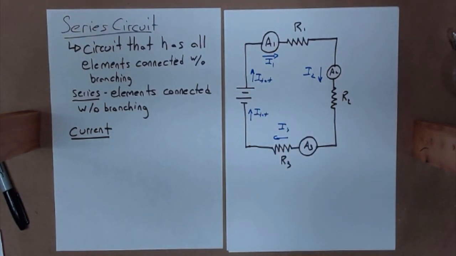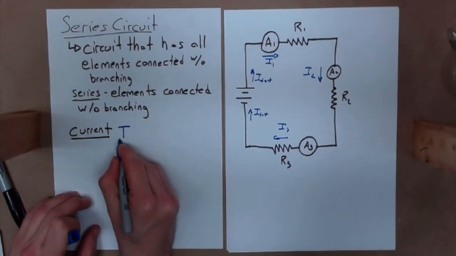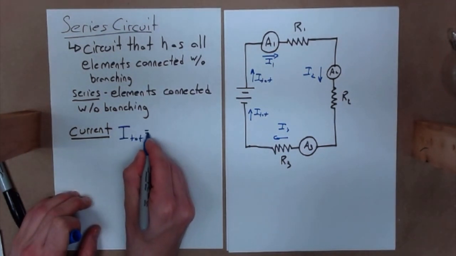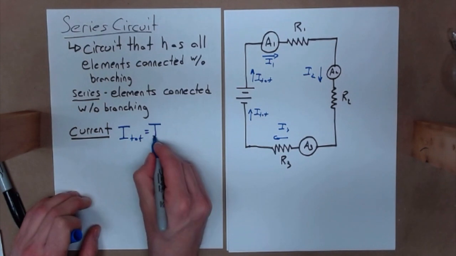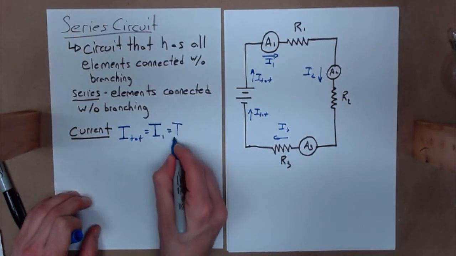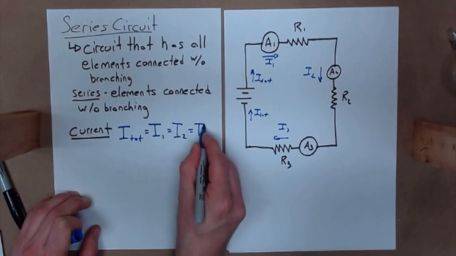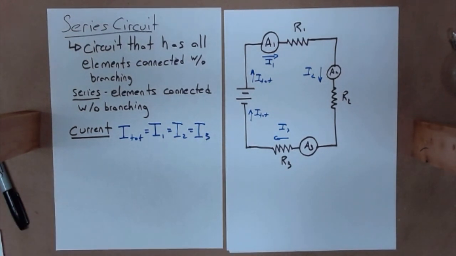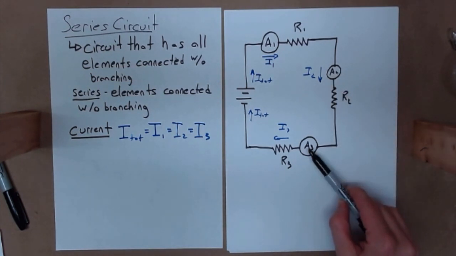And so we can see that for the current, the total current in a series circuit is equal to I1, which is equal to I2, which is equal to I3. Worded a little differently, the current in a series circuit is the same at all positions of the circuit. Okay? So A2 will read the same as A3.